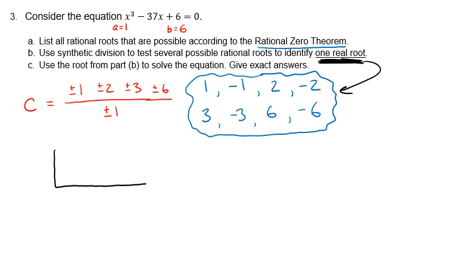So we'll set up synthetic division. 1, -37, 6. Bring down the 1, and we'll test some numbers over here. I don't know, let's start with +3. Okay, now before I write anything else down, you may or may not have noticed the mistake that I just made intentionally, just to make sure everyone's paying attention. There's a problem with this, right?